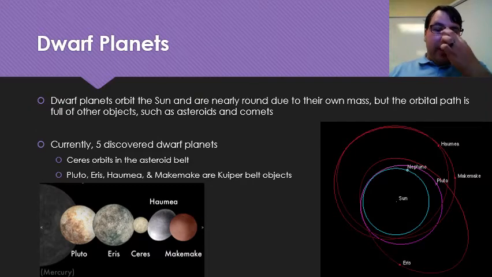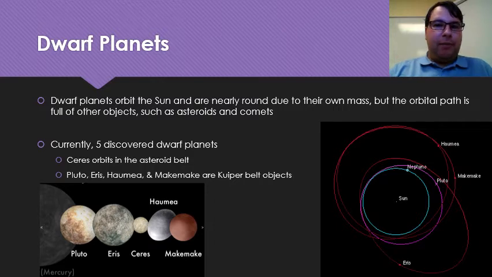So when we're looking at dwarf planets in our solar system, Pluto's probably the most famous, but you've probably heard of Ceres in the news as of late. And there's also a couple other objects. So if you look towards the bottom left here, there's actually a diagram showing us Mercury, and it's scaled to show us the other dwarf planets within our solar system.